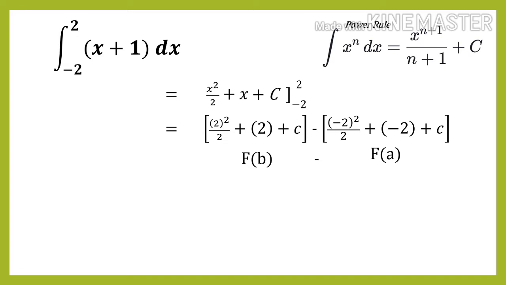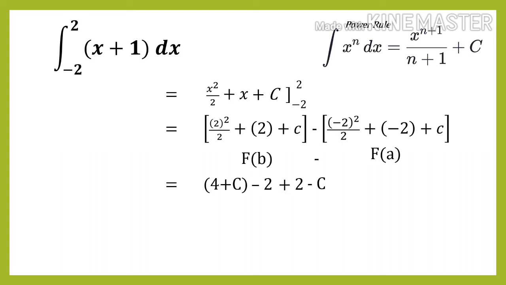Let's simplify the entire expression. 2 raised to 2 is 4 divided by 2 is 2 plus 2 is 4 plus c. And on the other side, we have negative 2 raised to 2 is 4 divided by 2 is 2, and then negative 2, and since we subtract the whole expression, the signs flip: positive 2 and the negative c. The entire equation would be 4 plus c minus 2 plus 2 minus c.